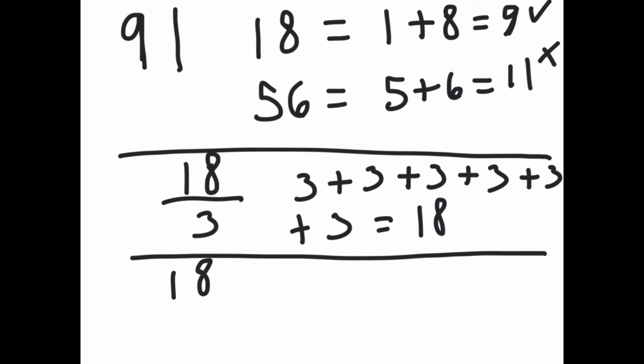So doing it the way we just went over, is 18 divisible by 3? Well, you found out from going over this that the sum of the digits must be divisible by 3 in order for the number to be divisible by 3. So 1 plus 8 equals 9. And 9 is divisible by 3. So 18 is also divisible by 3.